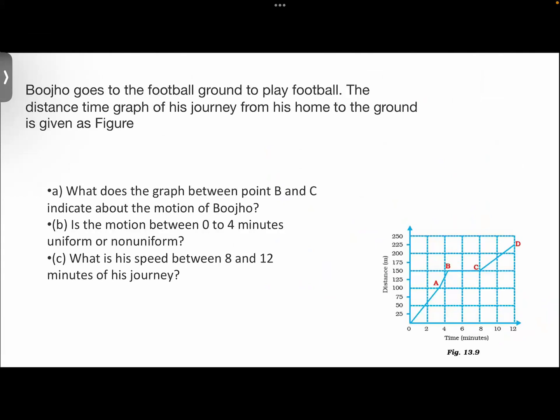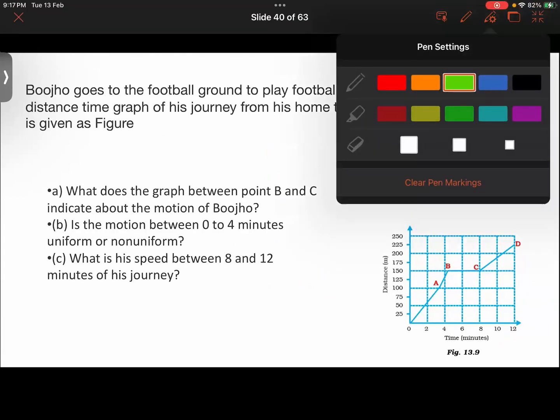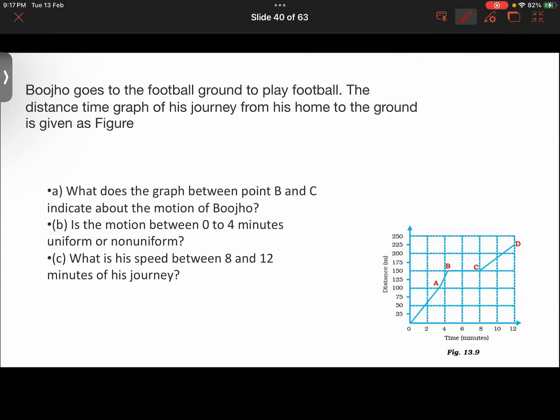Okay, have a look at this question. Bujo goes to the football ground to play football. The distance time graph of his journey from home to ground is given in the graph. First of all, question A says, what does the graph between point B and C indicate about the motion of Bujo? So let's look at B and C. Stationary. Exactly. So at this time she was resting.